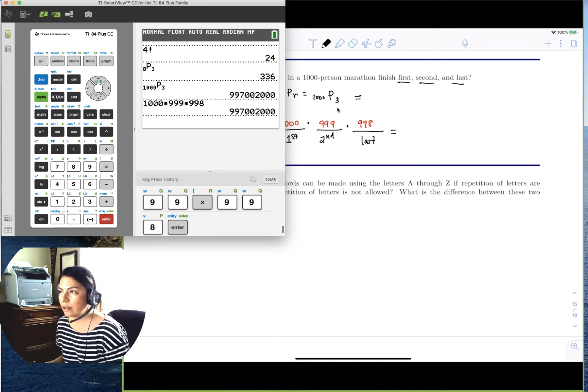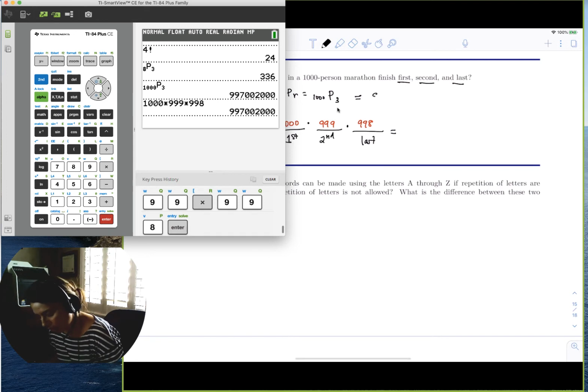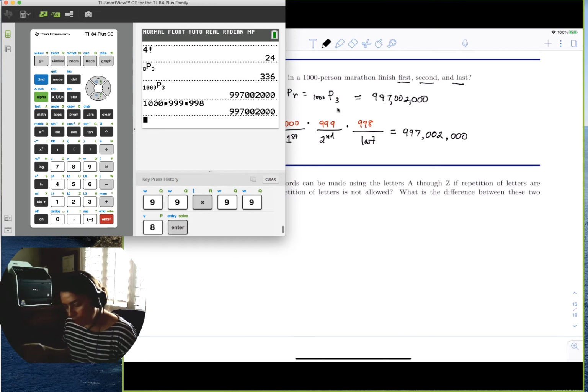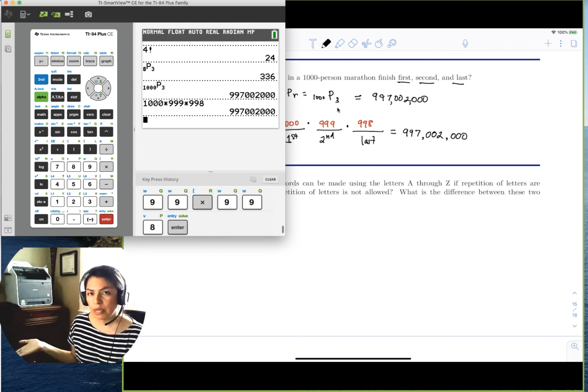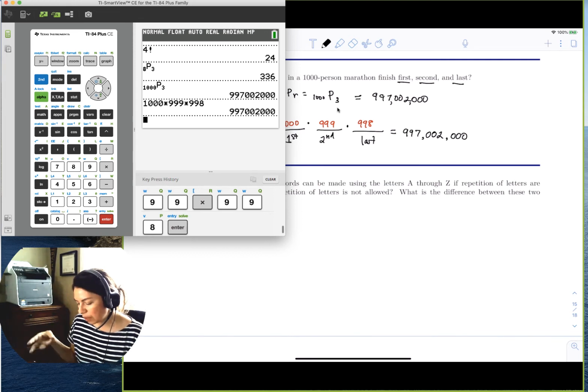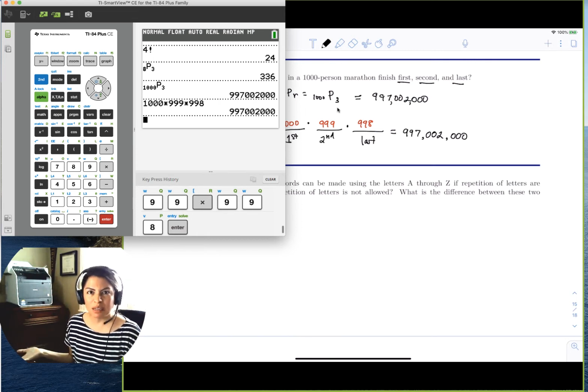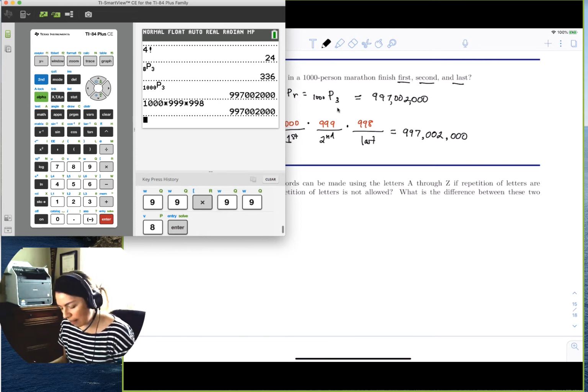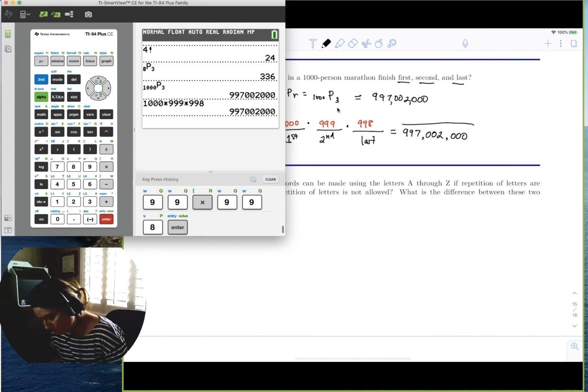So let me write down the answer, which is 997,002,000. So if you think about a marathon and 1,000 people in a marathon, for 3 places, there's 997,002,000 possibilities for 3 places. That's so crazy, huh? It's a lot.